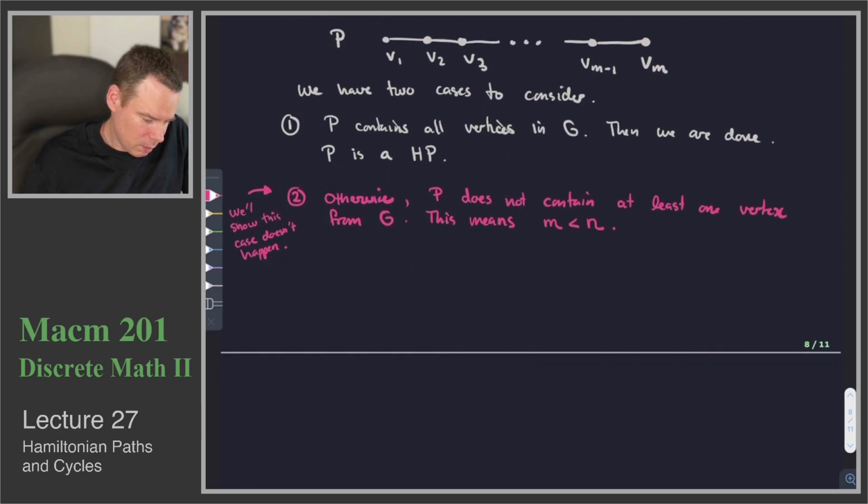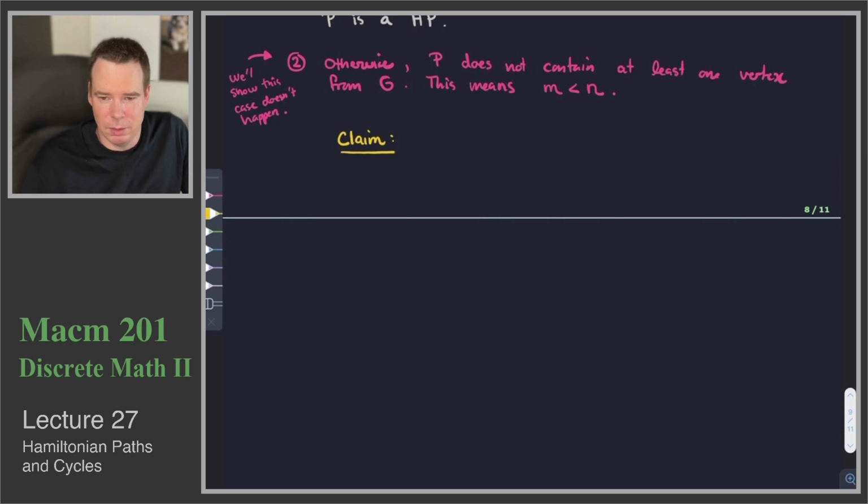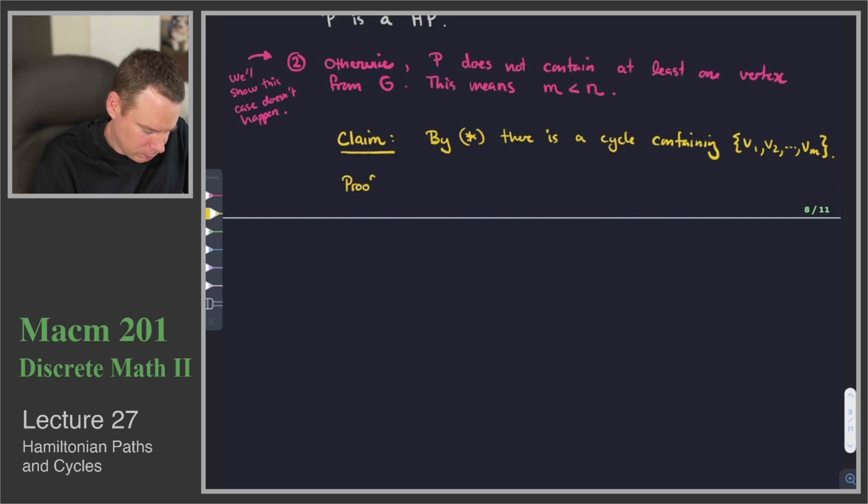So what can we do with this? Well, I'm going to come up with another claim. This is just breaking these things down into smaller bite-sized chunks so we can get a handle on it. So what's our claim? Our claim is by star, there is a cycle containing those vertices on that path P. So there must be a cycle containing those vertices. Let's prove this claim.